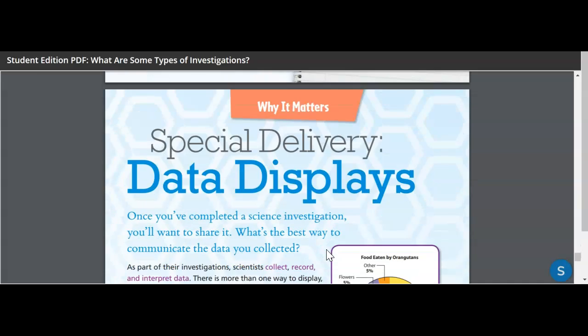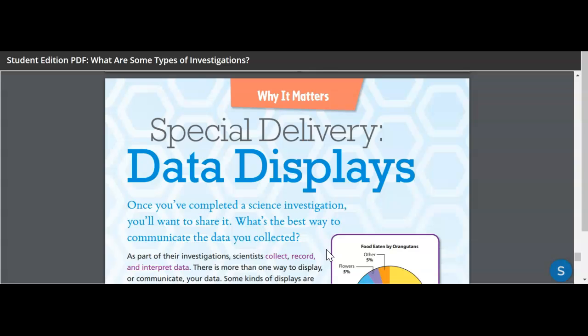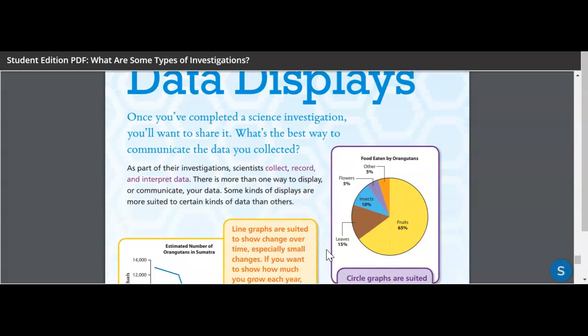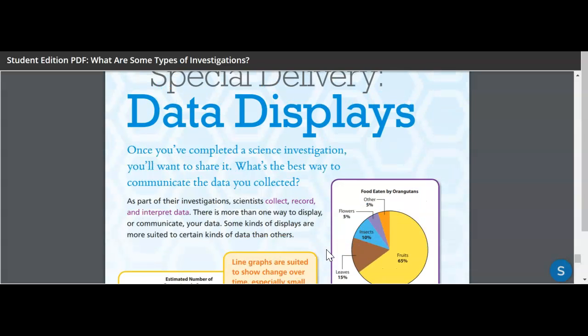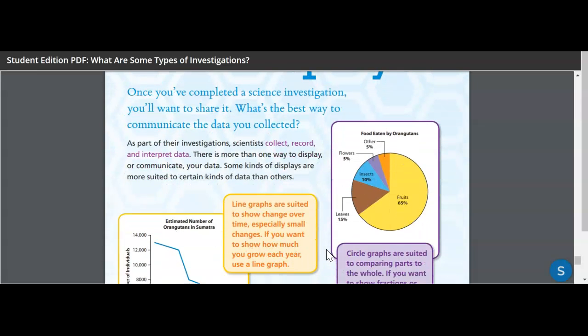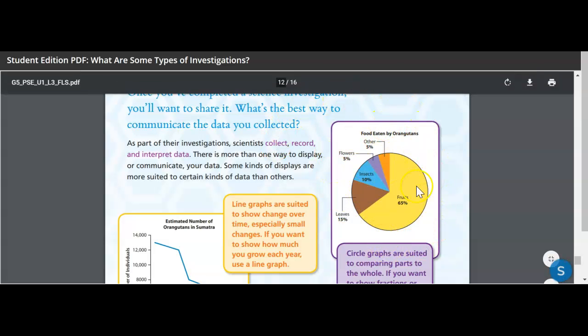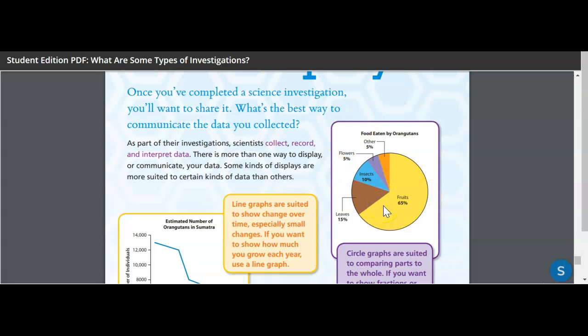So now we're going to move on to why it matters, special delivery and data display. Once you've completed a scientific investigation, you want more people to know about it, right, and know about your results. So what's the best way to communicate the data you collected? As part of their investigations, scientists collect, record, and interpret data, right? Look at this type of data, how it's represented. It's represented in a circle graph, right? There's more than one way to display or communicate your data. Some kinds of displays are more suited to certain kinds of data, right?